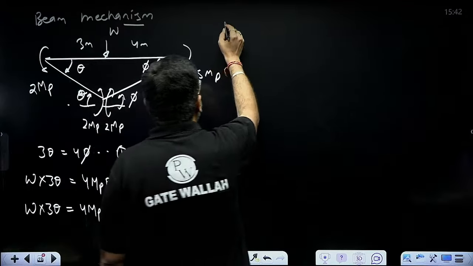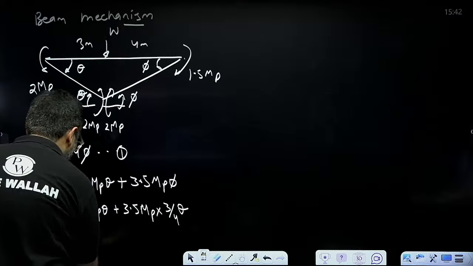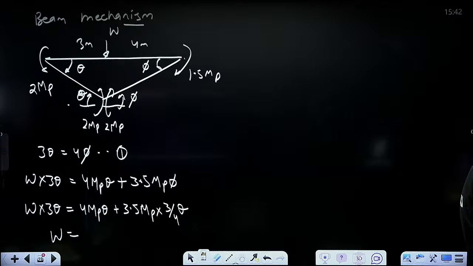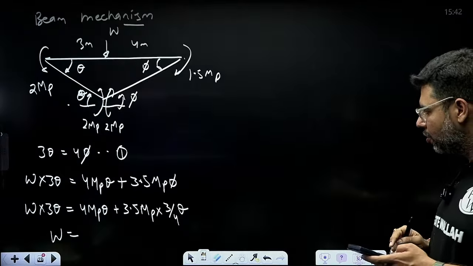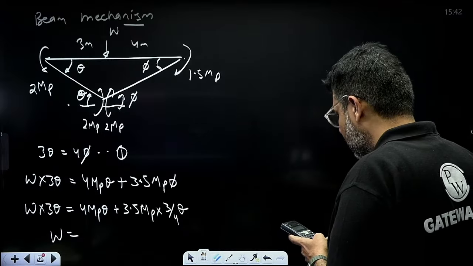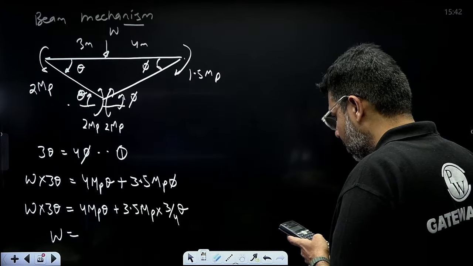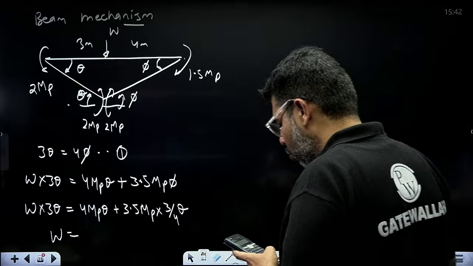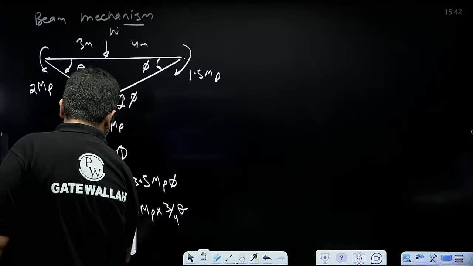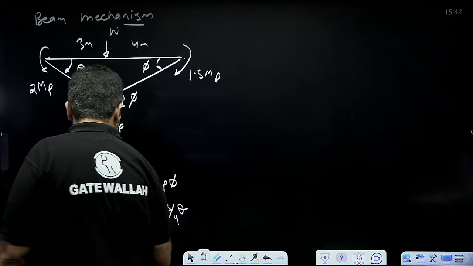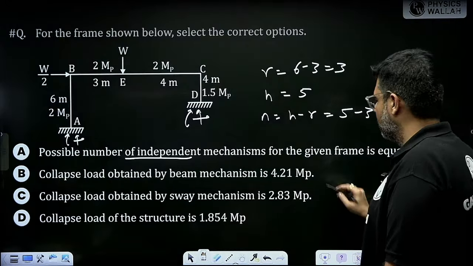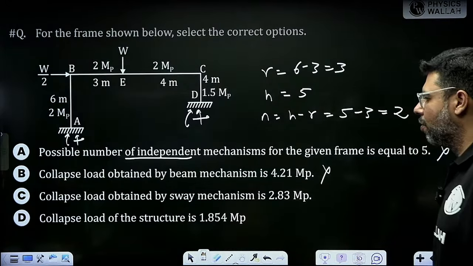What is W you are getting? Tell me fast. W is equal to how much you are getting? Tell me fast, please. Write down the answer. 2.21 MP. For beam mechanism, answer is how much? 2.21 MP. And what answer was given to us? 4.21. This is also wrong.